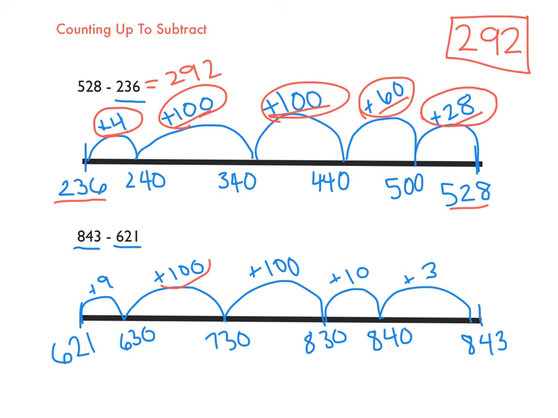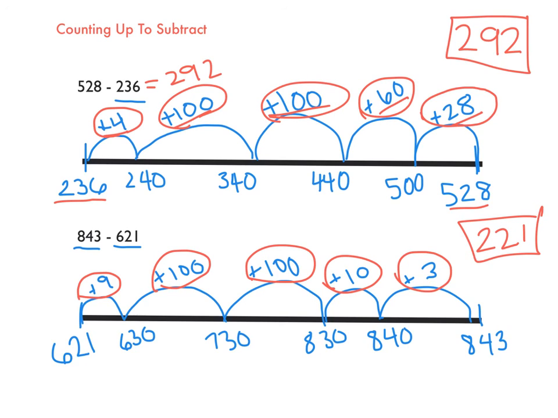So let's start here. We have 100 plus 100, which is 200. 200 plus 10 is 210. 210 plus 3 is 213. And 213 plus 9 is 222. So our answer, or the difference from 843 minus 621, is 222.